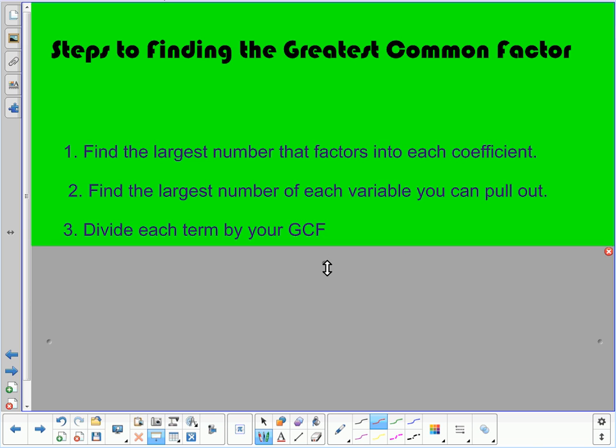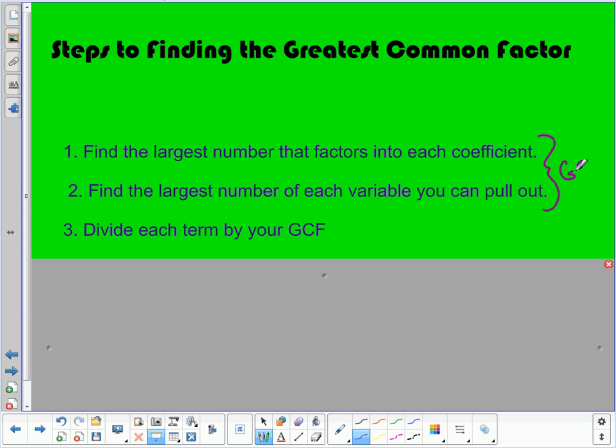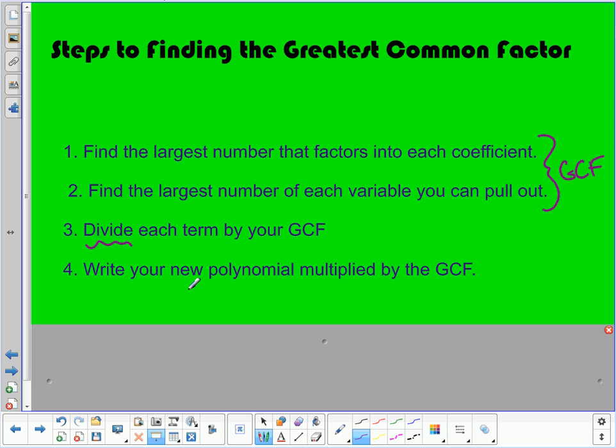After that, I divide that out. Those two things together make the GCF: the largest number that can be taken out, and the largest number of variables. That's your GCF. Then divide it out, and you're going to rewrite it with the new polynomial multiplied by the GCF that you took out. So let's just take a look at some examples.